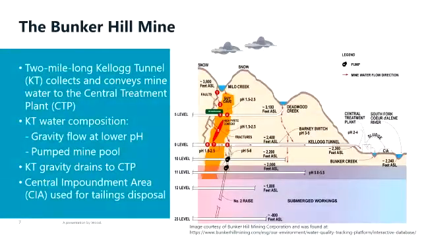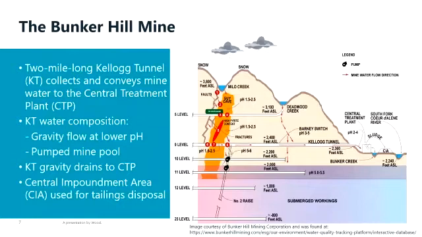The Bunker Hill mine has what's called the Kellogg Tunnel. It's the main entryway into the mine, and it extends back into the mine approximately 2 miles. The Kellogg Tunnel receives mine water from a couple of different sources. The first is gravity components, or water that flows in from the upper reaches of the mine. This tends to have much higher metals concentrations, typically lower flows unless we have a spring freshet event where we see higher flows, and lower pH.